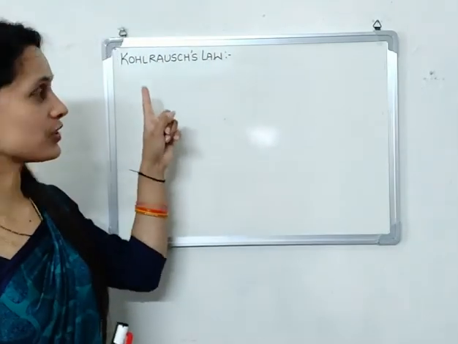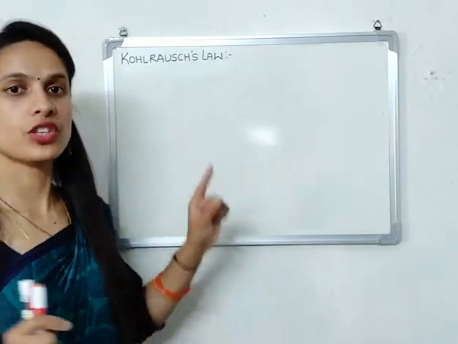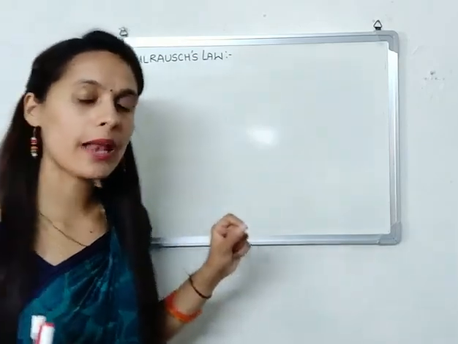The answer to this question is a law, which is Kohlrausch's law. With the help of Kohlrausch's law, we can easily calculate lambda m naught for a weak electrolyte. Now, what Kohlrausch's law is and what Kohlrausch did, we have to study all these things in this video.